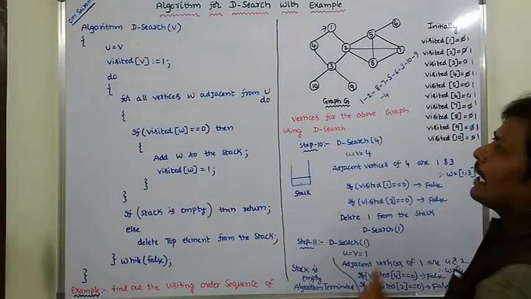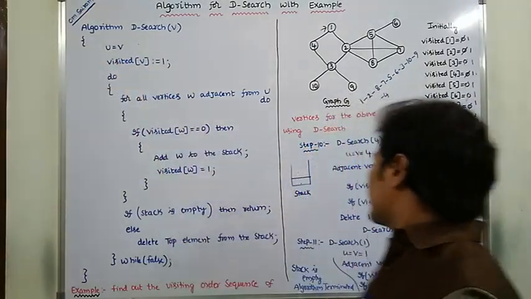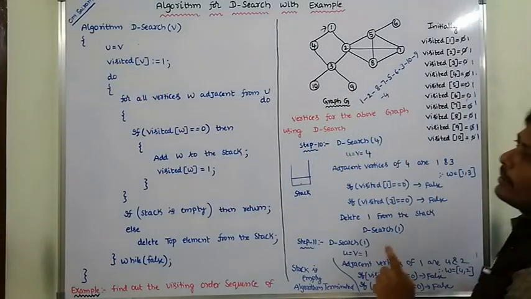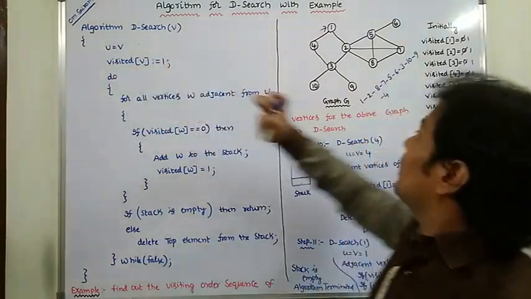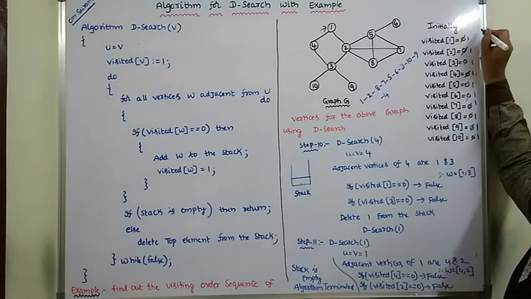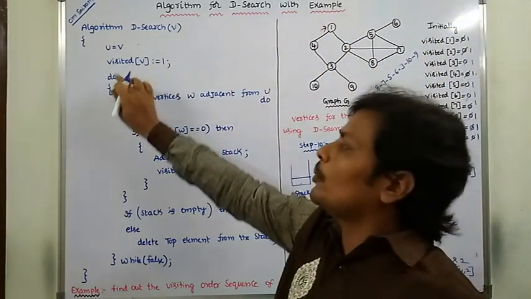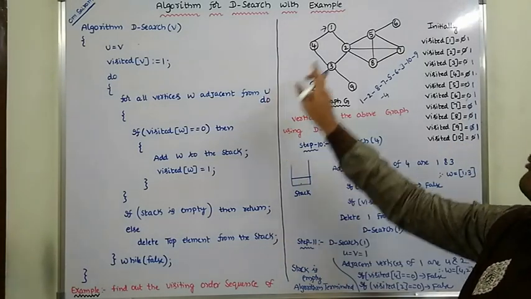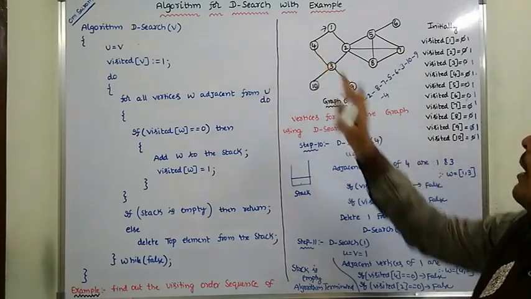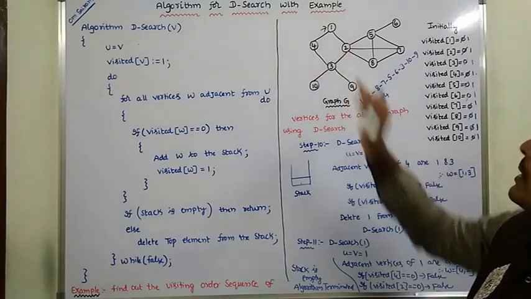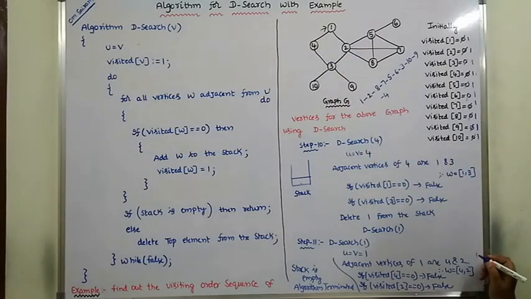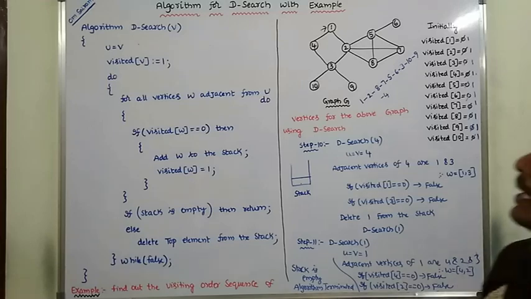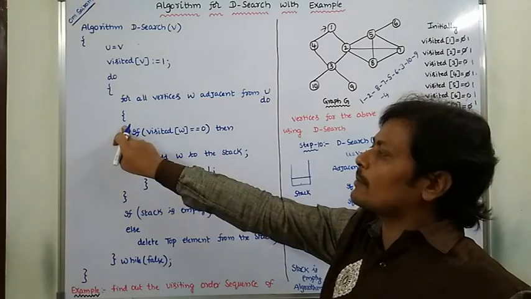Now 1 can be assigned to U. U is equal to V is equal to 1. Next, visited of 1 is equal to 1, as it is already visited. Now do, brace begin, find out the adjacent vertices of 1. The adjacent vertices of 1 are 2, 4, 3. So the condition is true, brace begin.